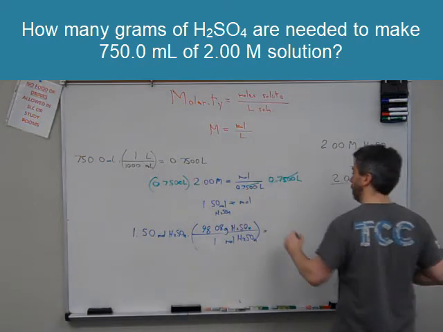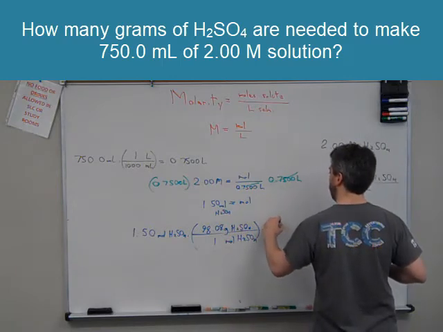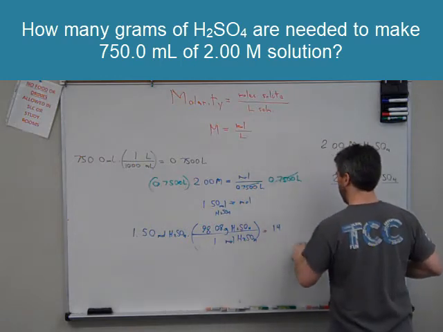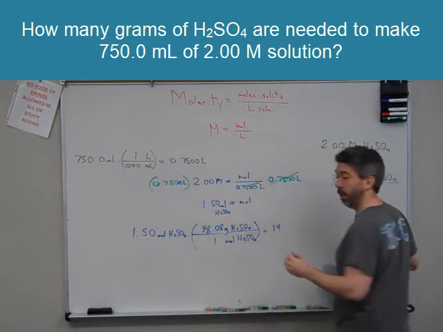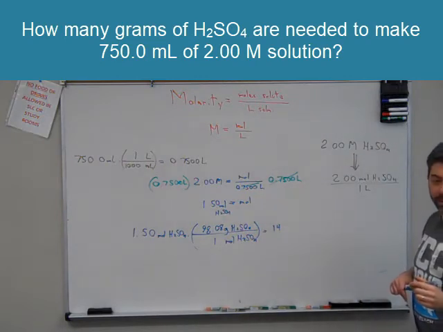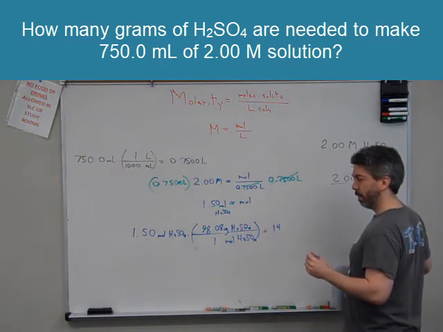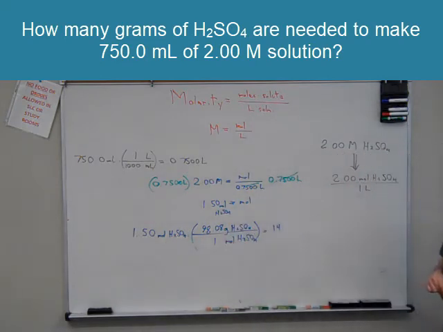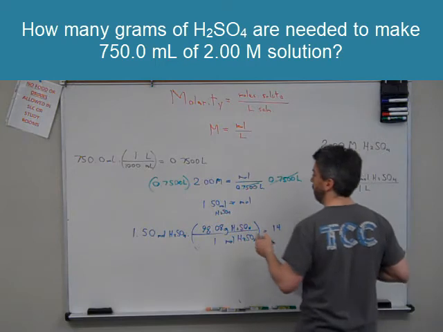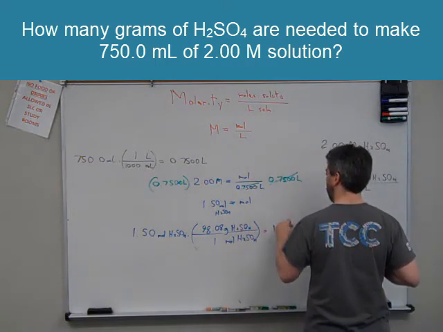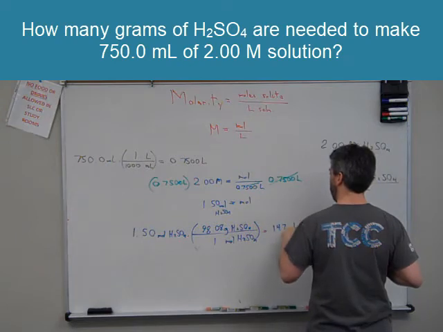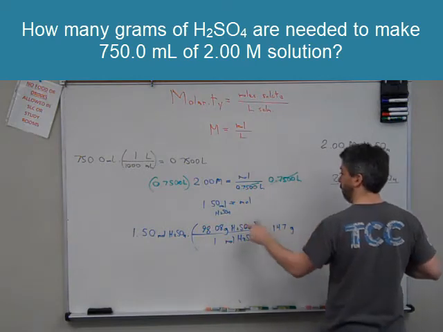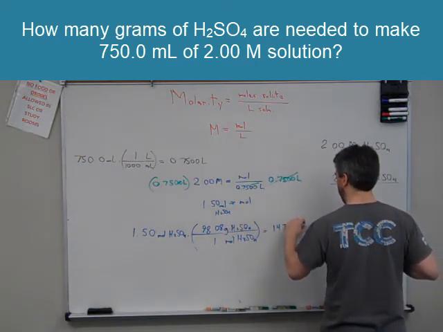So 1.50 times 98.08 gives 147.12. Now in this case, it only has 3 sig figs, so 147 is fine.